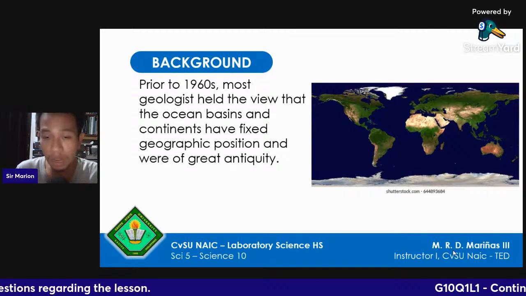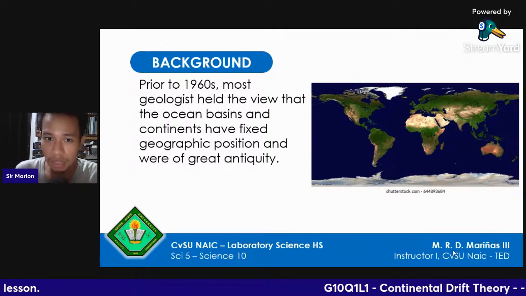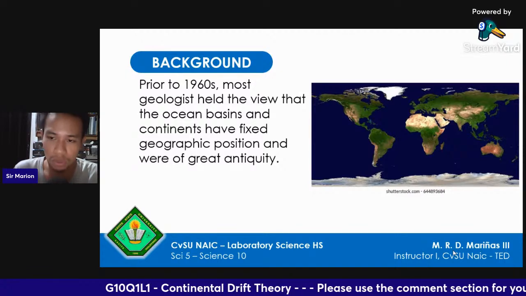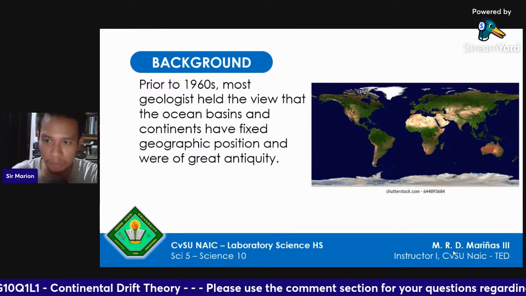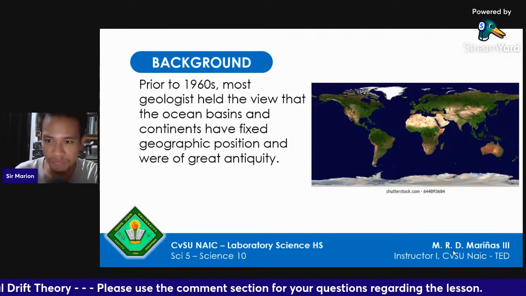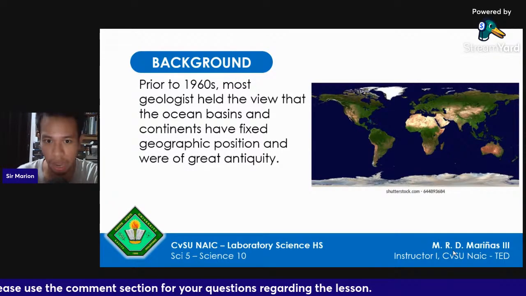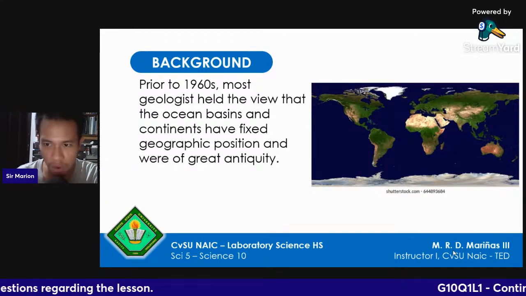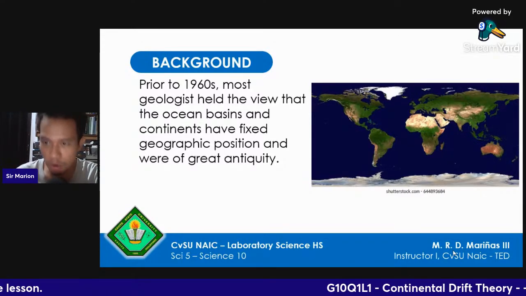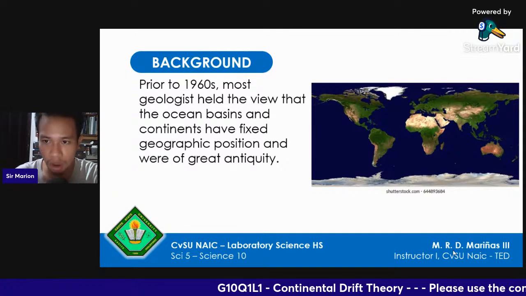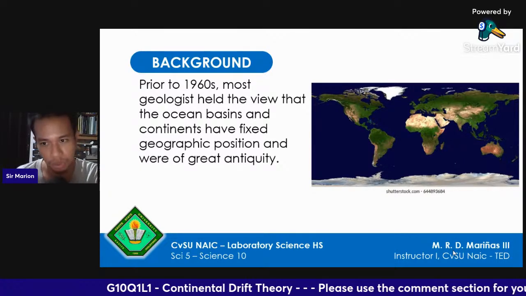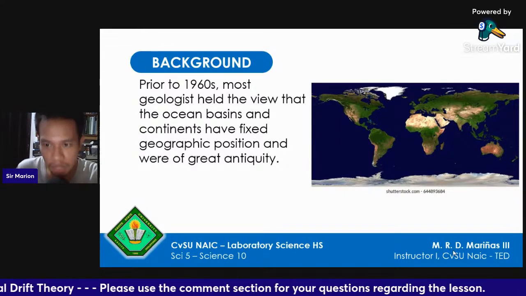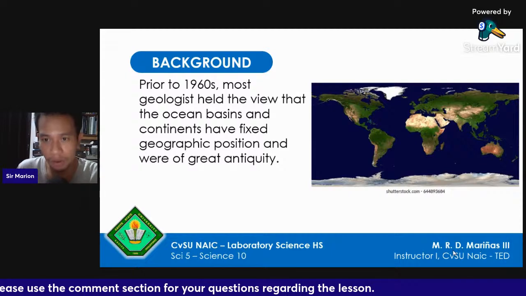But during or before 1960s, ang paniniwala nila is that the ocean basins and the continents that we have on our planet ay nakafix na yung kanilang posisyon. Ibig sabihin yung familiar map that we are having right now, ever since the world began, ganyan na po yung posisyon nila. They have fixed geographic position. And they were of great antiquity. Ibig sabihin, nung sinaunang mga panahon pa, nung halos kabubuo pa lang ng ating planeta, they believe na itong mga continents na to are fixed na sa kanilang mga posisyon. So medyo mahirap kalabanin yan kasi for centuries, yan ang pinaniniwalaan ng mga scientists at ng mga tao.